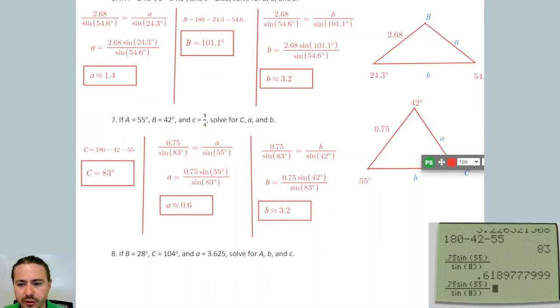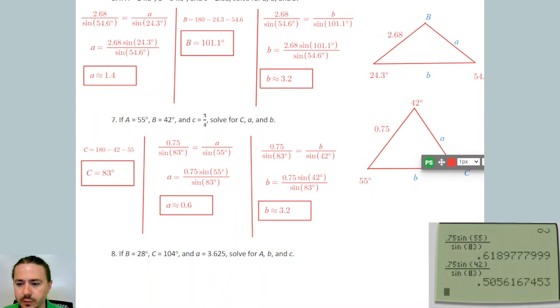Really just going to have to make one little change here. Instead of 55, we need it to be 42. So yeah, it's about 0.5. So it is a little bit smaller than side A, which is what we were expecting. All right, so there's number 7.